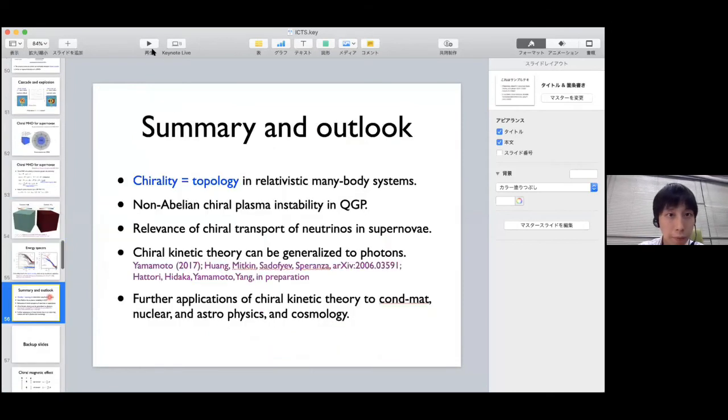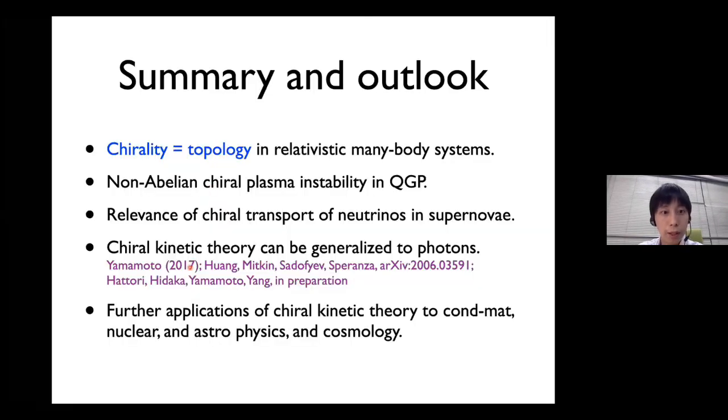Okay, so let me summarize my talk. Although I have focused on the chiral kinetic theory for fermions, we can also generalize this chiral kinetic theory to spin one photons. And recently there have been several works. We are also preparing some new paper.